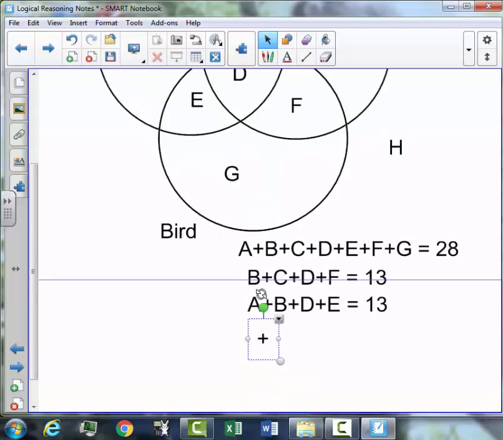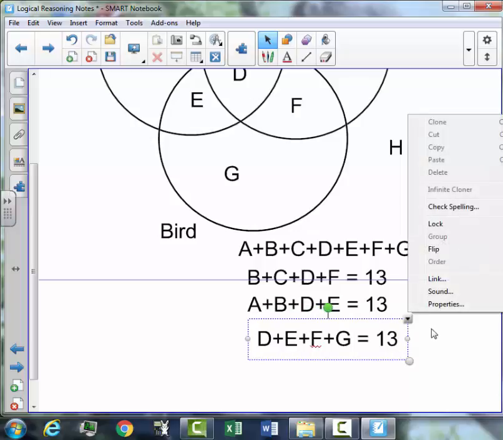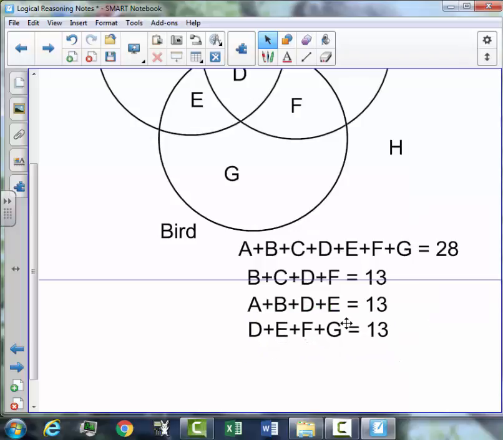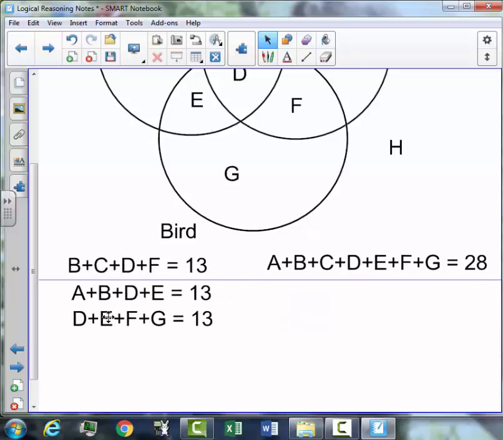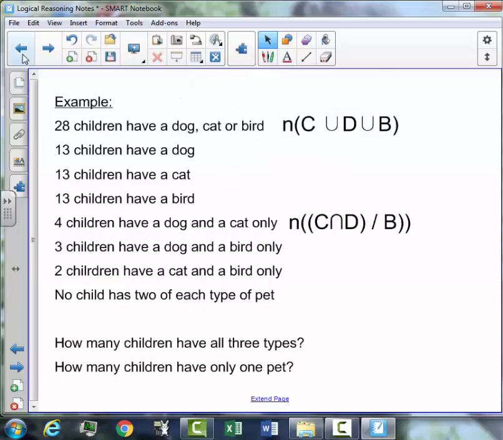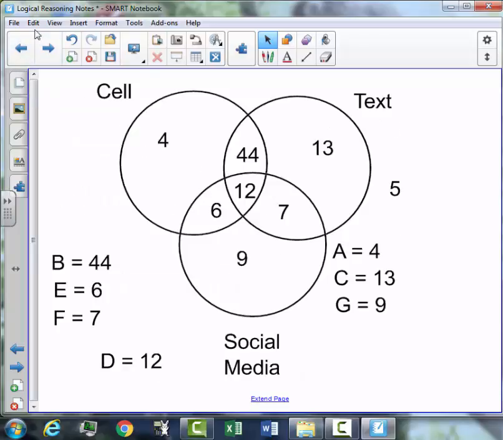B, D plus E plus F plus G is 13. Maybe I'll try organizing these statements based on how many different things there are total here. Okay, then it says cat and dog only. And this is being much more specific. If you have a cat and dog only, that actually tells you exactly which one we're doing.